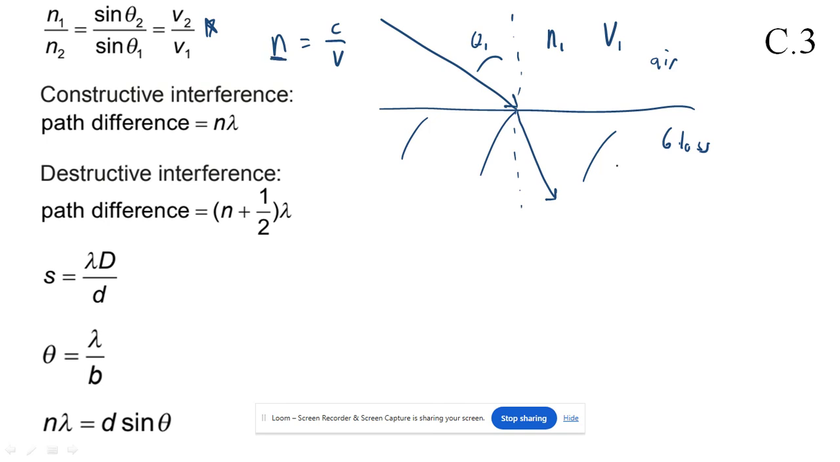Remember that. And here we've got n2 and we've got v2, and v2 is slower than v1. n2 is bigger than n1, and v1 is bigger than v2. Anyway, we'll figure this out. Okay, and then this is our theta 2 here. So notice that these angles are measured not with the surface, but with the perpendicular, like this. So we draw a line perpendicular. Don't know why we did that, but that's what we did. That's the most convenient thing.